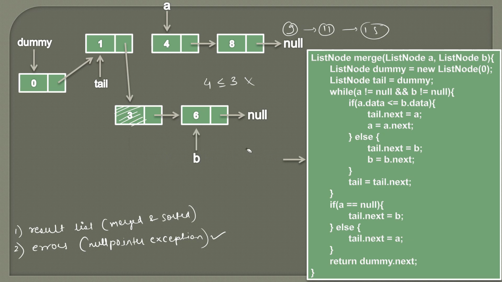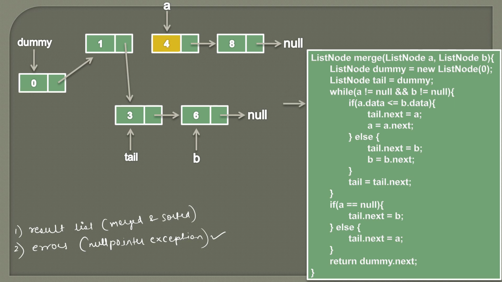And similarly, we also move tail ahead, because the next node will be added after 3 now. So we have to somehow reach here, and the only way to reach here is by assigning tail's next to tail. So tail's next, which is node 3, we will assign it to tail. So tail will come here now, like this. A is not equal to null, B is not equal to null. So the condition in the while block comes out to be true.